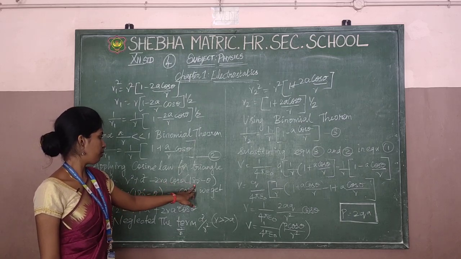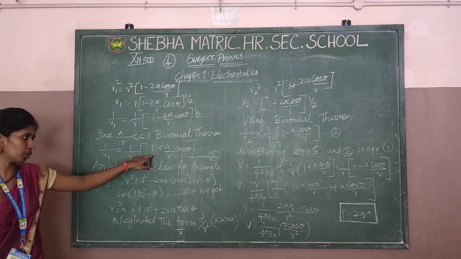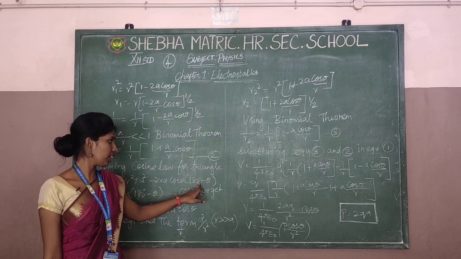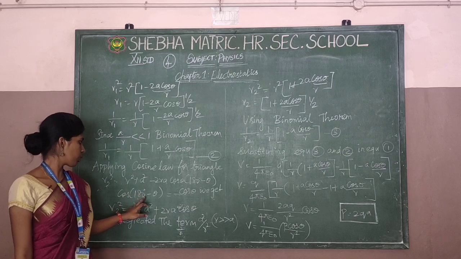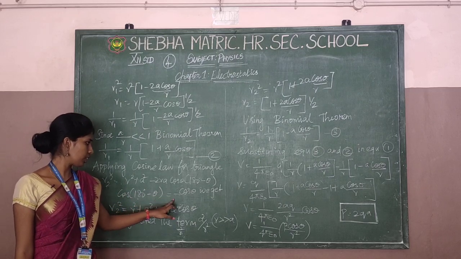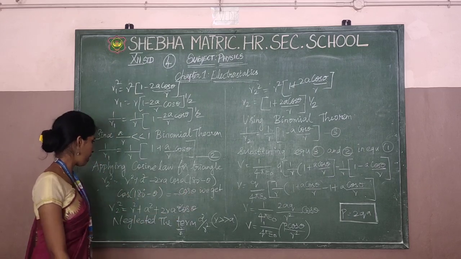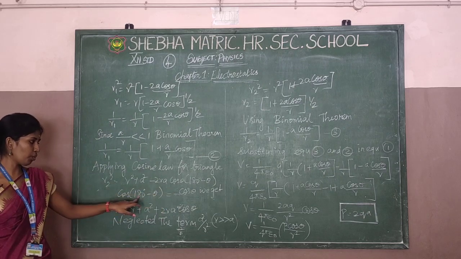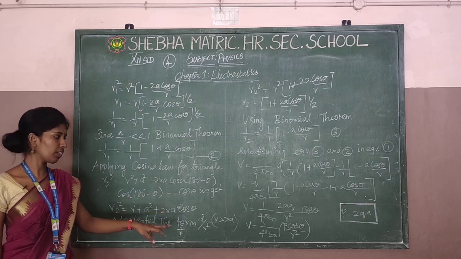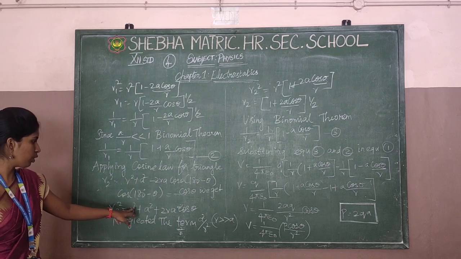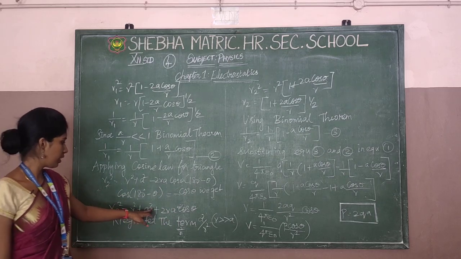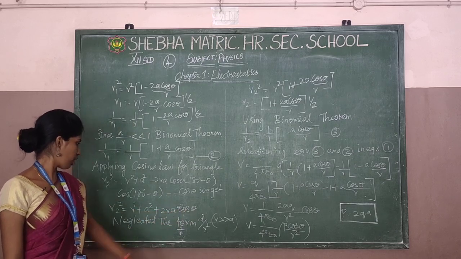So first we saw the theta value. Now we are going to see the 180 degree minus theta value. Okay, so cos of 180 degree minus theta is equal to minus cos theta. So r2 squared is equal to r squared plus a squared plus 2ra cos theta.